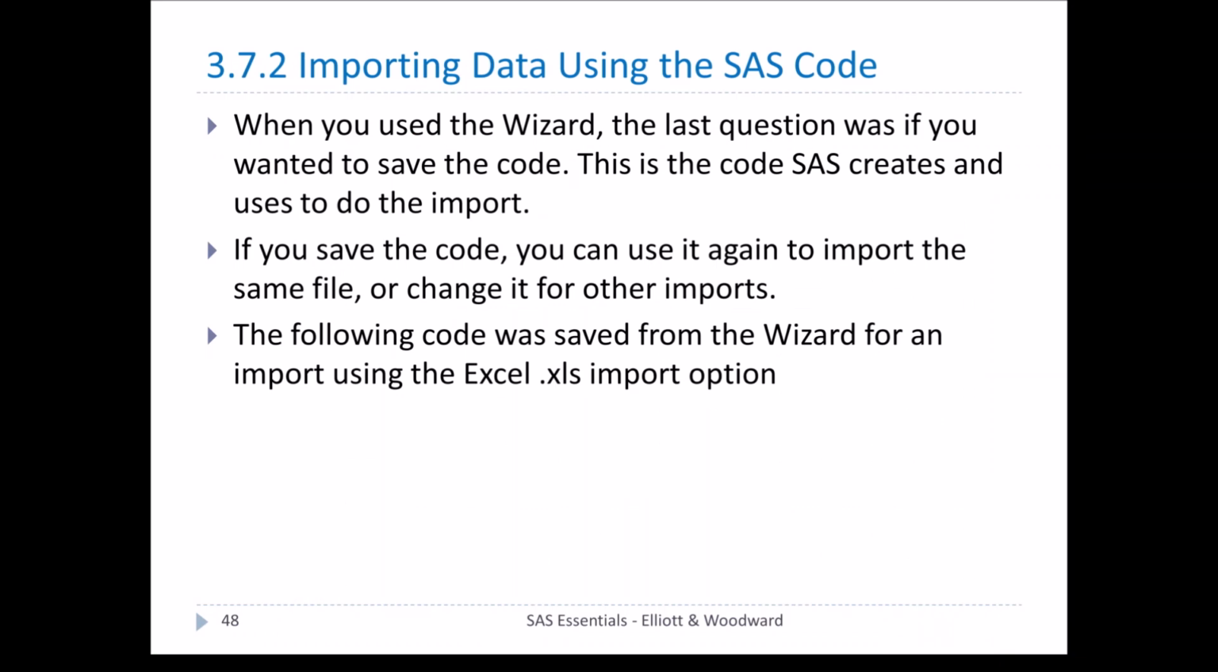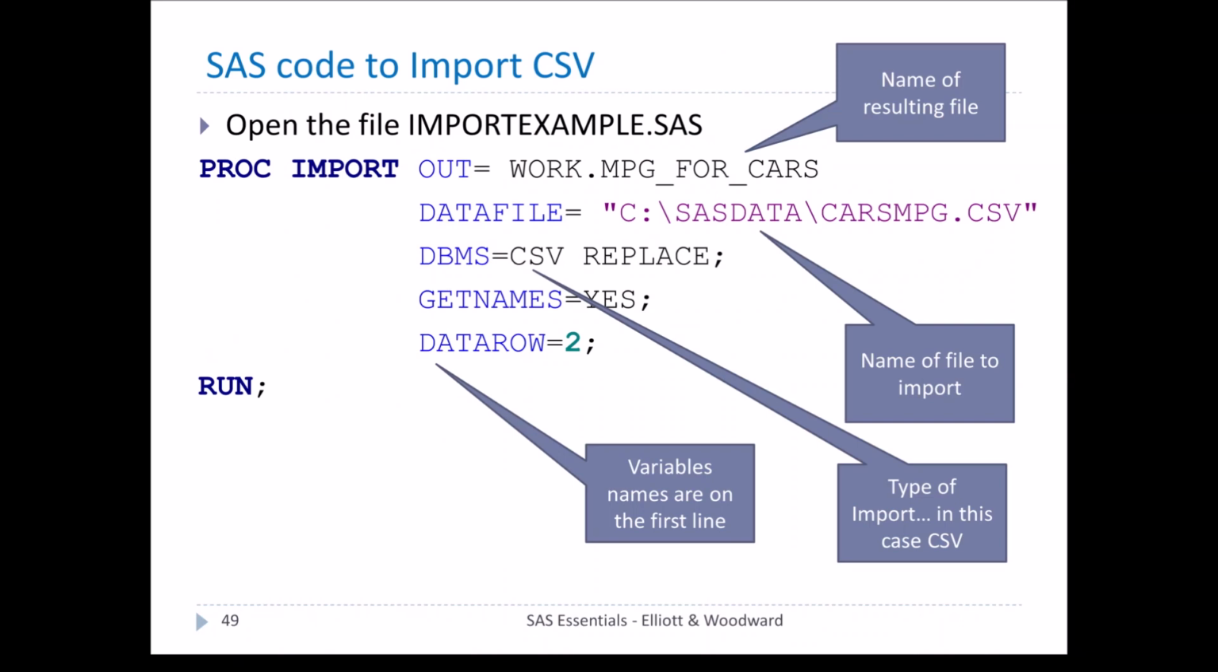The next one is importing data using SAS code. When we use the wizard, the last question it asked was, do you want to save the code? What this means is if you say yes, it's going to actually create SAS code that you can use again and again to read in the same data set, or you can modify it to read in a different data set. In this case, we can look at one that would have been similar to what's created by opening the file called import example.sas. So let's look at how this works.